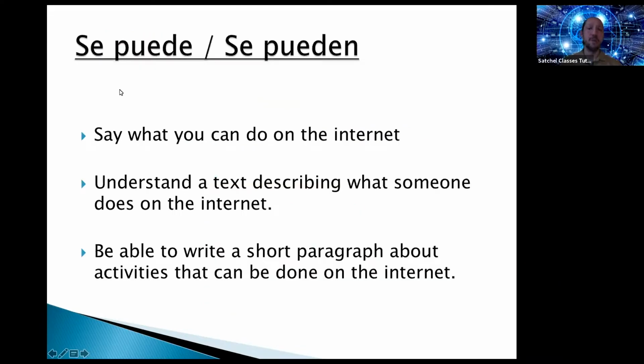So today we are going to see se puede, se pueden. And we're going to be combining these two structures or these two phrases with the keywords that we learned earlier with the verbs. Now, what you're going to be able to do is you're going to be able to say what you can do on the internet, and you're going to be able to understand a text describing what someone does on the internet. And finally, you're going to be able to write a short paragraph about activities that can be done on the internet. So let's do it.